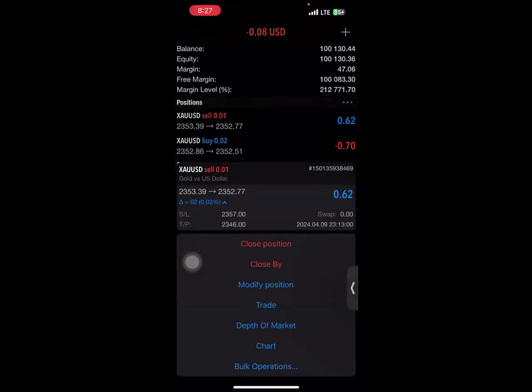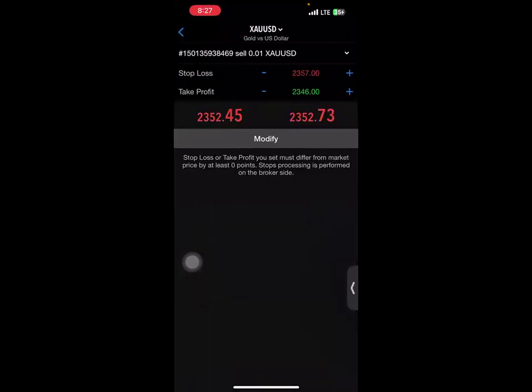Click on the second trade idea. So we also have what we call break even, right? And also modifying your stop loss or your take profits. So if you want to modify, you just need to click on modify position. So click on modify position. So this is where you get to modify your stop loss, all right?